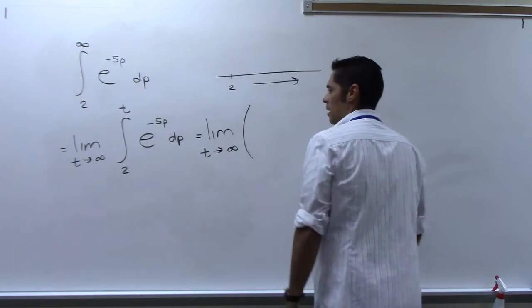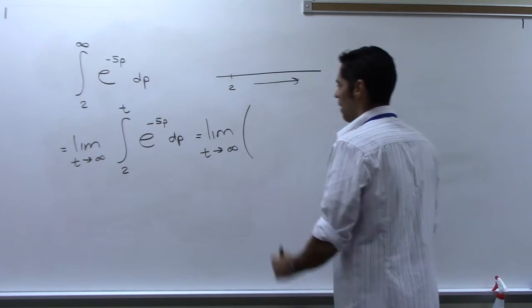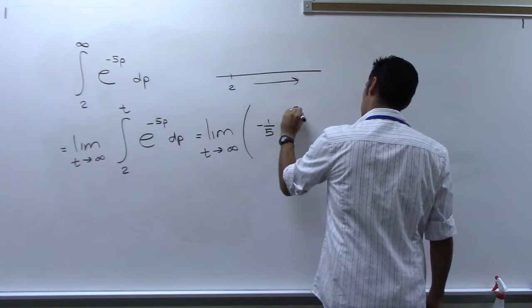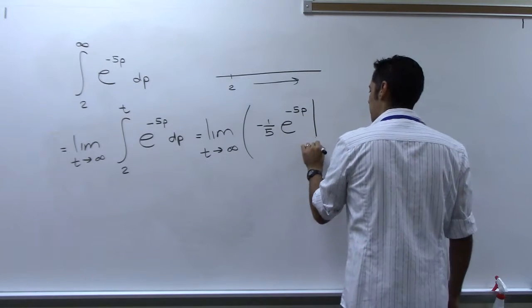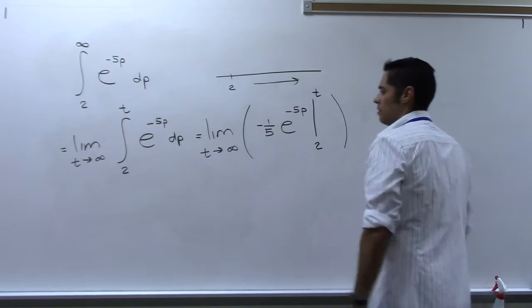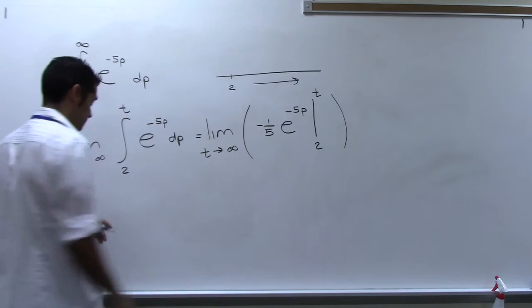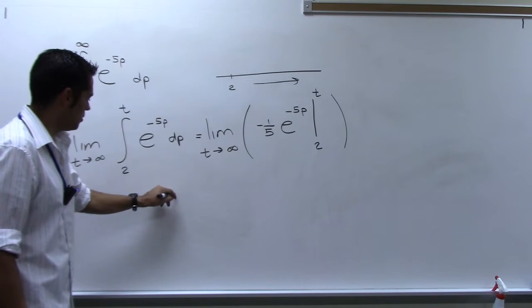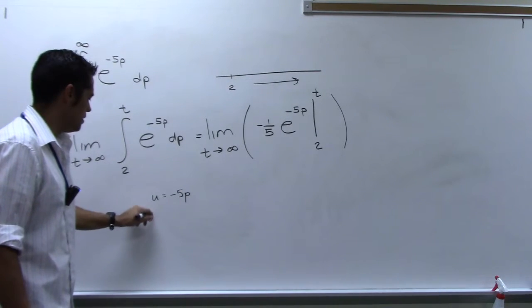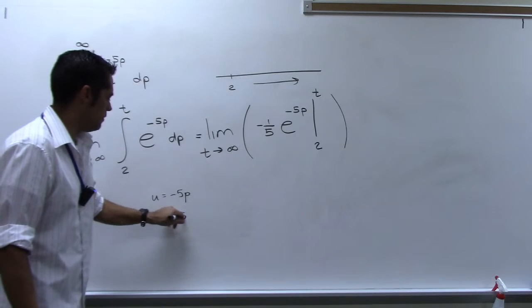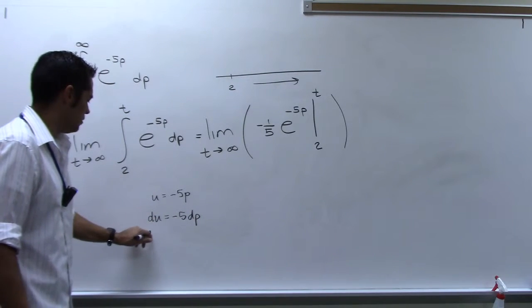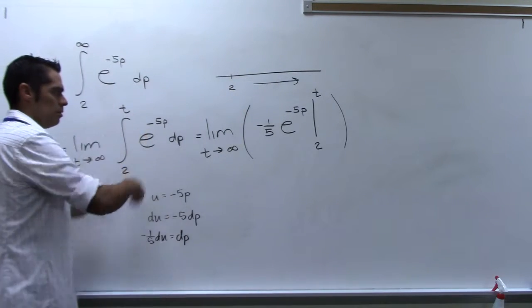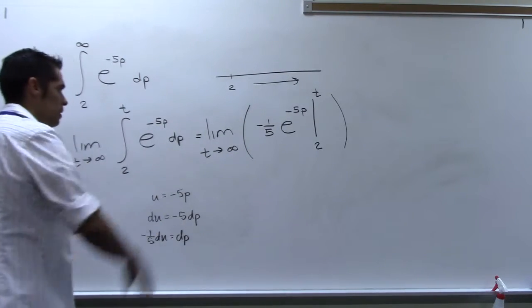And now let's get my antiderivative. So the antiderivative of e to the negative 5p is negative 1/5 e to the negative 5p. I'm evaluating that from 2 to t. Now, to do this integration, I actually looked at this and did a basic substitution. u is equal to negative 5p, and then du is negative 5 dp, and then negative 1/5 du is dp, and then I rewrote the integral, and then it got me this. So I'm not showing that.